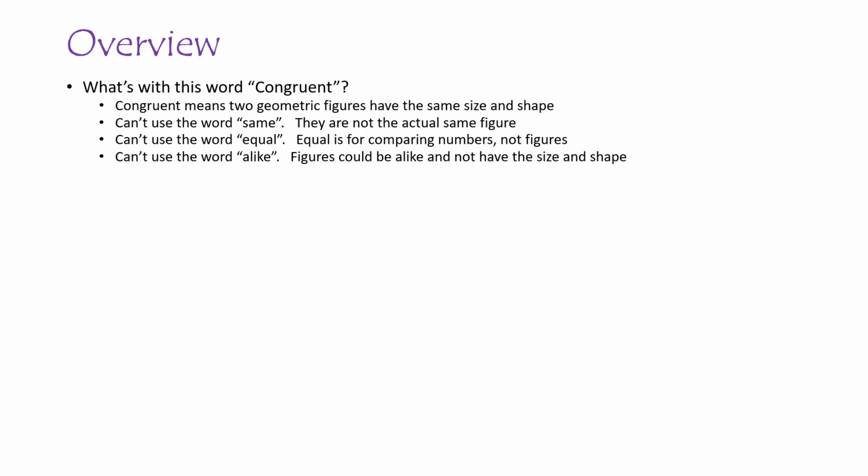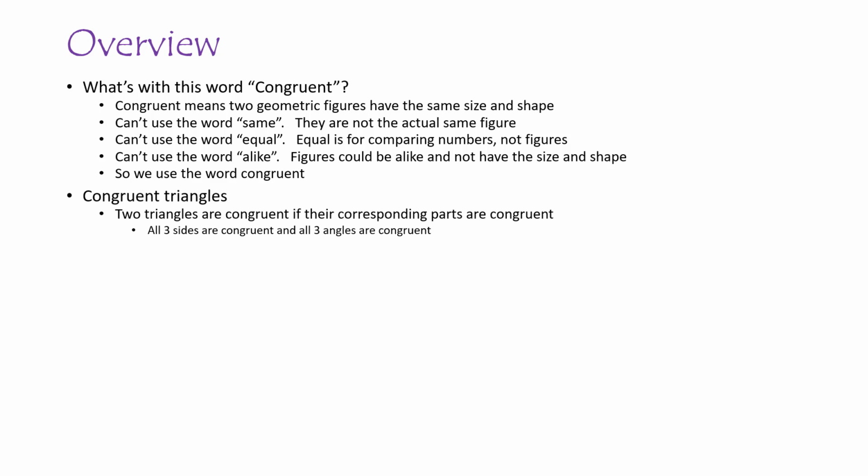And you can't really use the word alike because that's kind of fuzzy, and figures can be alike but still not have the same size and shape. So we're kind of stuck with a word that is specific to this meaning, and that is the word congruent. So you'll hear this all the time, and we just accept that as the word.